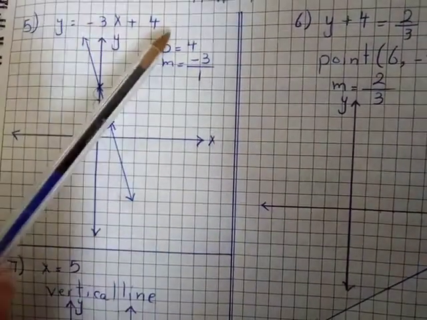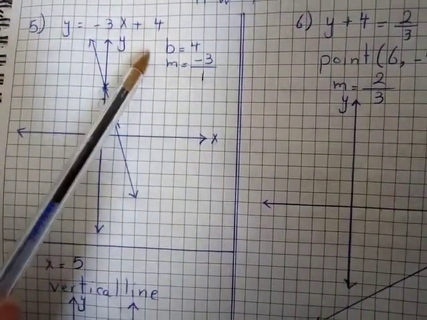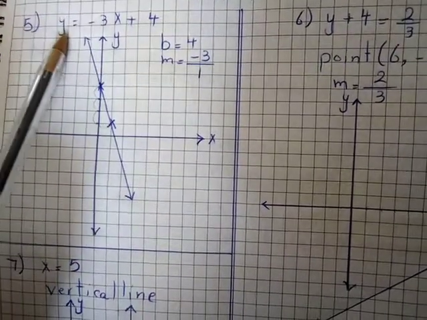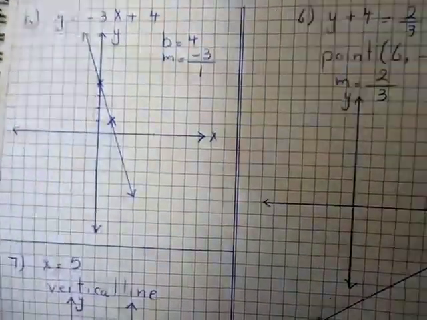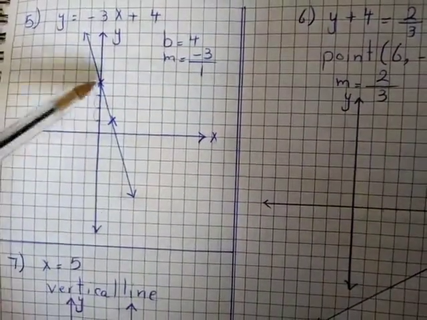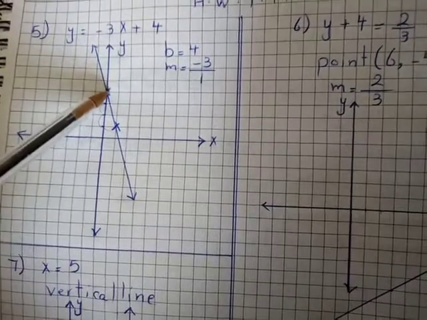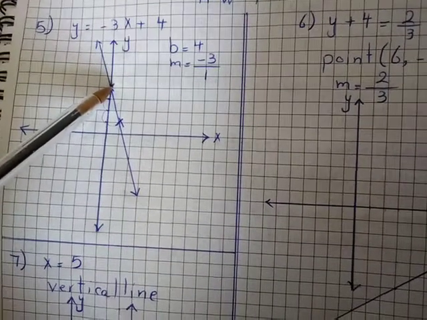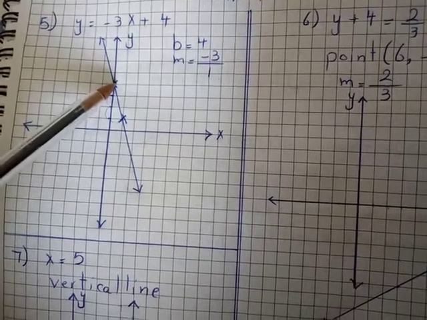So here we have the point. What is the point? You get the point from the y-intercept. Always the y-intercept is 0 and the y-intercept value. So the point will be 0 and 4. This is the point. And from the point, we will get the second point by the slope. The slope is negative 3.